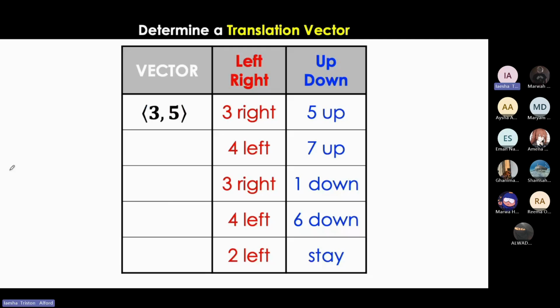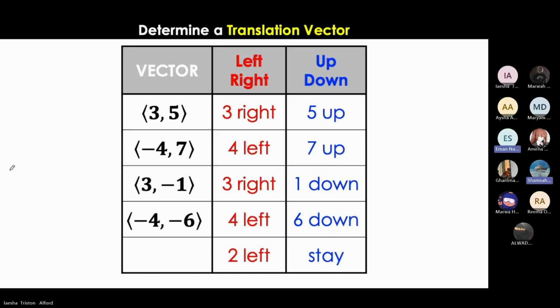Somebody else, the next vector. 4 left, 7 up. Negative 4, positive 7. Okay. 3 right, 1 down. Positive 3, negative 1. 4 left, 6 down. Negative 4 and negative 6. 2 left and stay. Negative 2 and 0. Done.